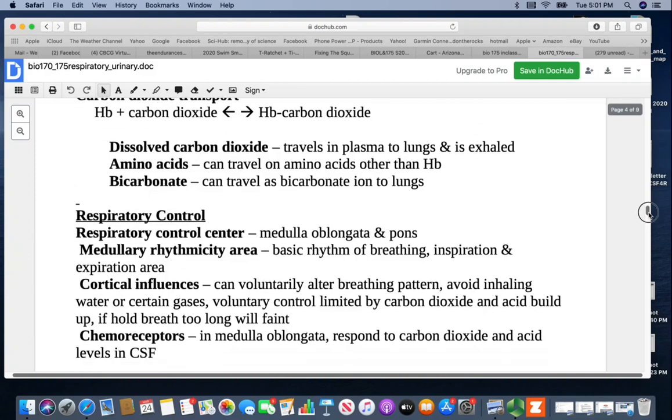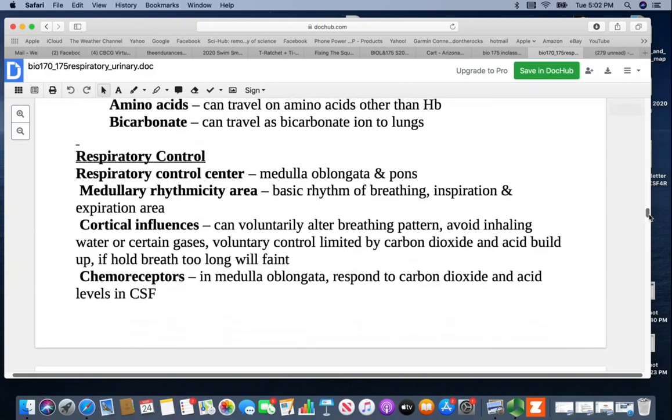So, control of respiration. We have a respiratory control center that's in the medulla oblongata and the pons. In there is a medullary rhythmicity center that will establish the basic rhythm of breathing. It's got an inspiration and expiration area. So this is going to make sure that you stay breathing even when you're asleep.